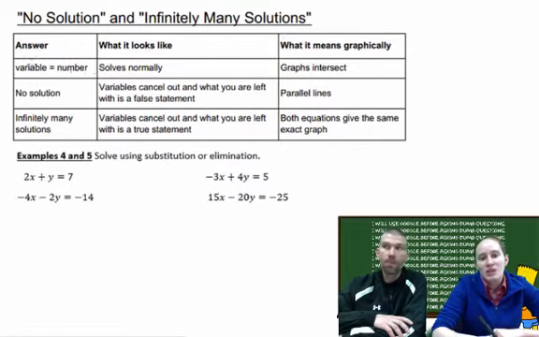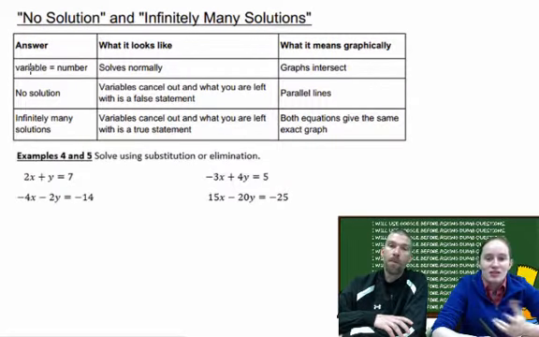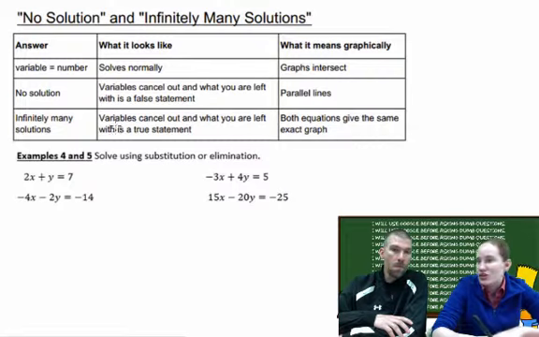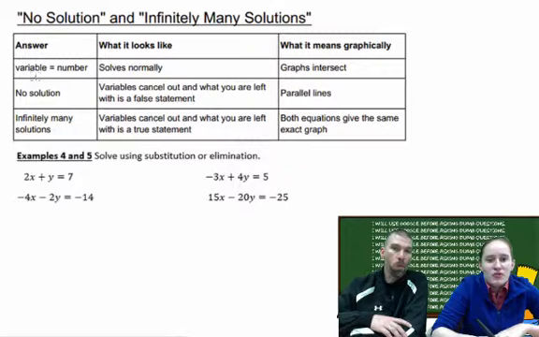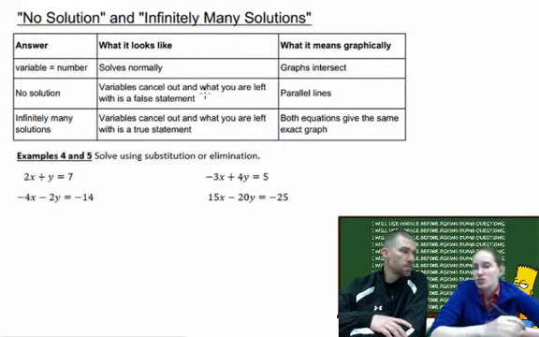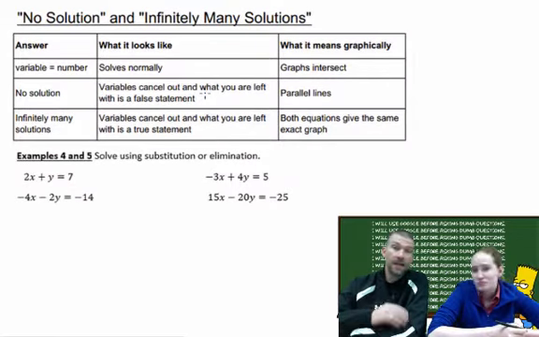And so the way that you know which case is happening is in your answer. If you get a variable like x, if x equals 5, it solves normally and your graphs intersect somewhere, 5 comma something. If you end up with no solution, the variables will cancel out as you're working through it, and what you're left with is a false statement. So you might end up with something like 0 equals 5. That's absolutely not true, so don't even try to justify that.